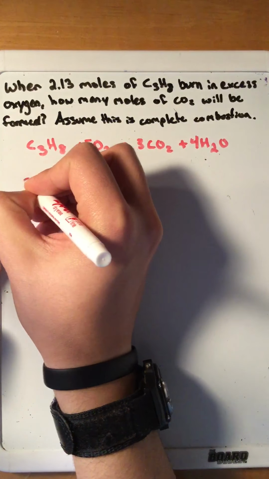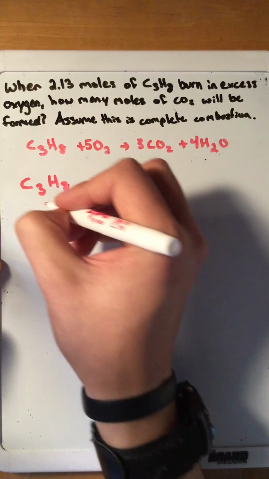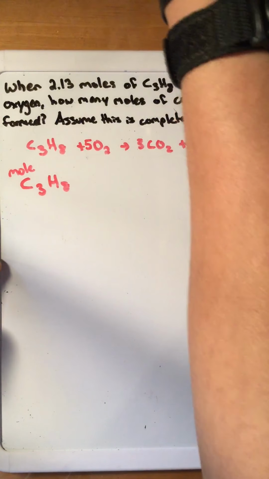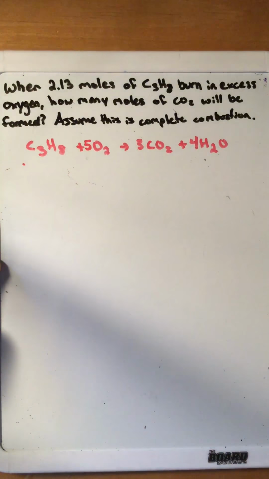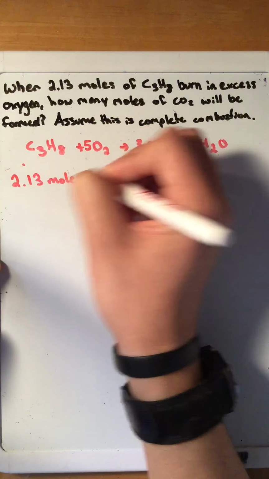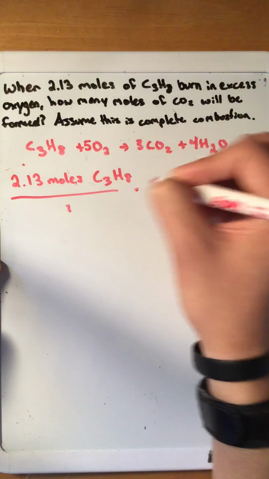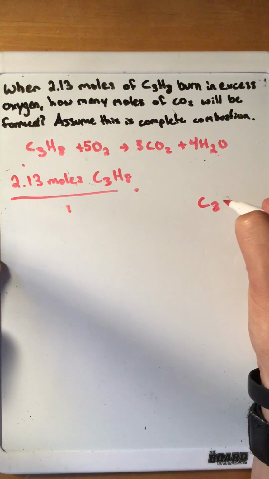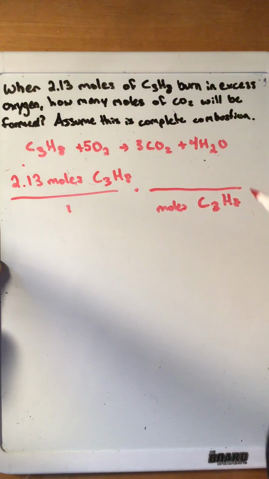So we do this by doing just a regular old conversion. We're going to do C3H8. I should say moles. Let me just erase some of that there. Write the number, that's kind of important. 2.13 moles of C3H8. And we put that over 1, and we're going to multiply this. We know in order to cancel out, we're going to need moles C3H8 on the bottom. That way it'll cancel out.